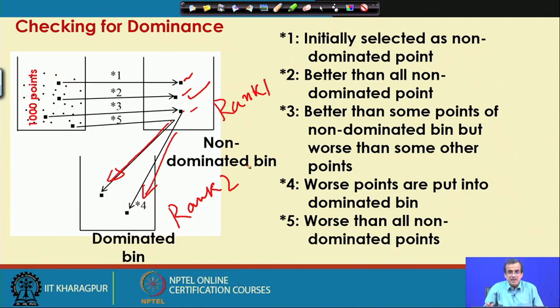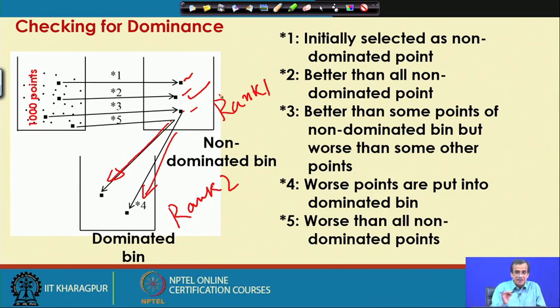Now, if I want to get the rank 3 bin, what you will have to do is take the rank 2 solutions, put them here, and repeat the process. If you repeat this particular process, I will be getting the modified rank 2 here and the rank 3 here. So, the rank 2 solutions will be modified.